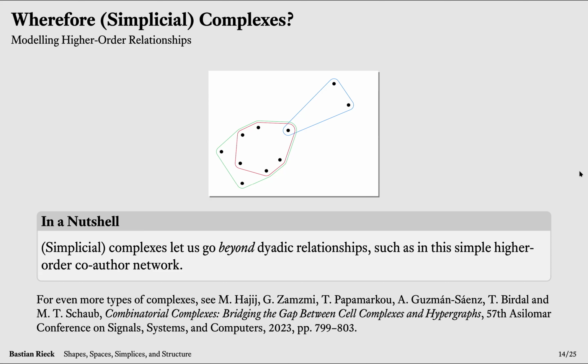So in a sense, going to this higher order representation, we gain some additional expressivity and some additional insights into how the system is actually set up. This is not necessarily restricted to simplicial complexes. You can have hypergraphs, which don't have this closure property. You can have cellular complexes. Of course, you can have CW complexes and many, many more. If you're interested in this, please check out the work by my colleagues Mustafa Hajij and others, including Theodore, Tolga and Michael, on combinatorial complexes, bridging the gap between cell complexes and hypergraphs.